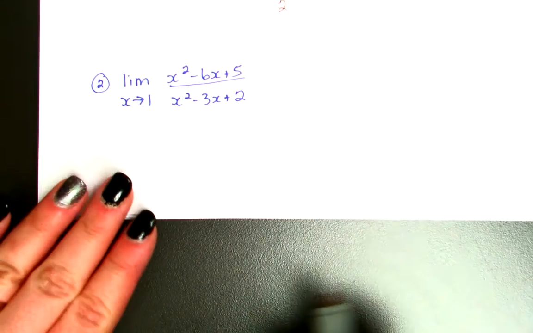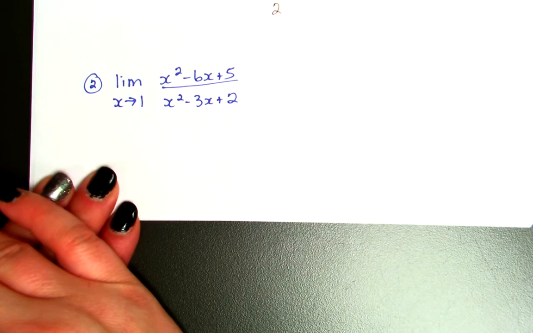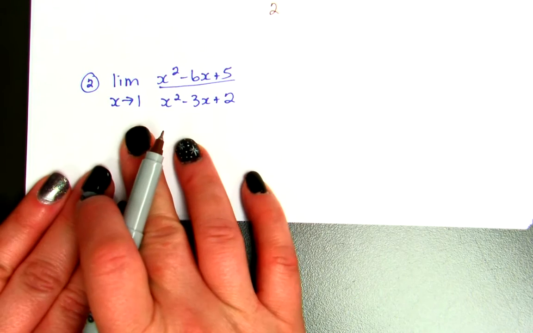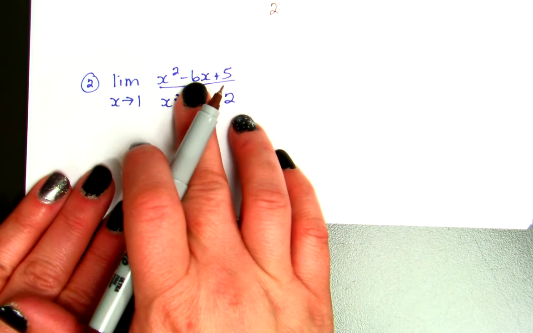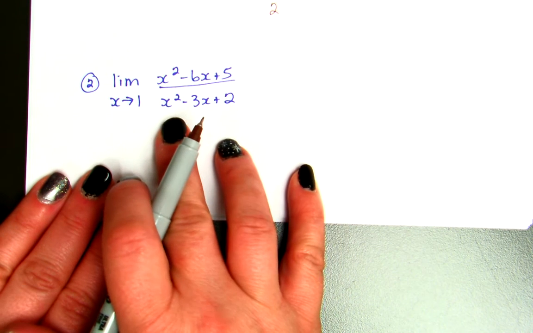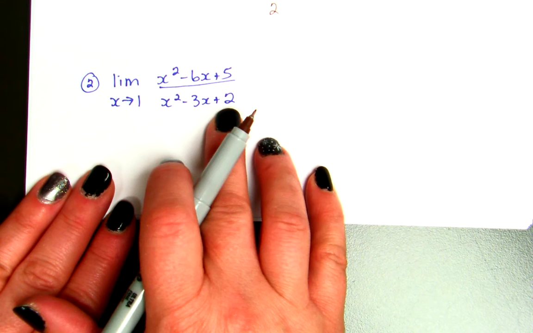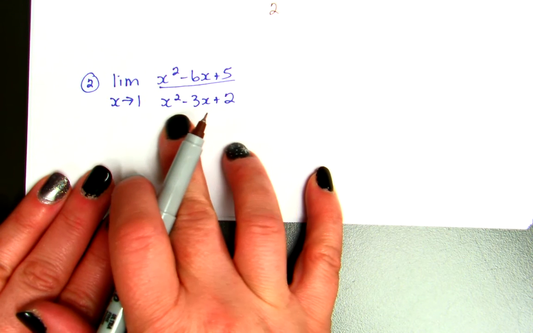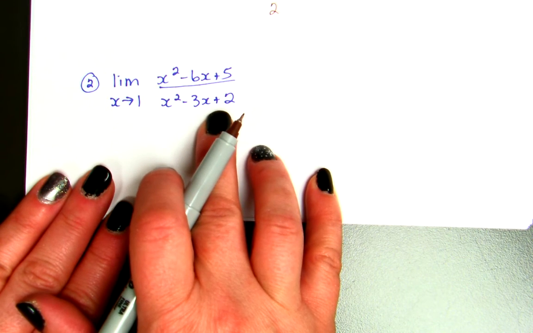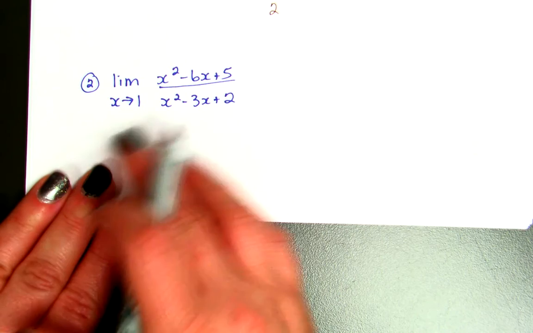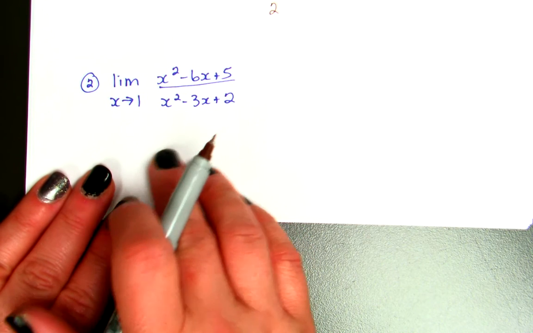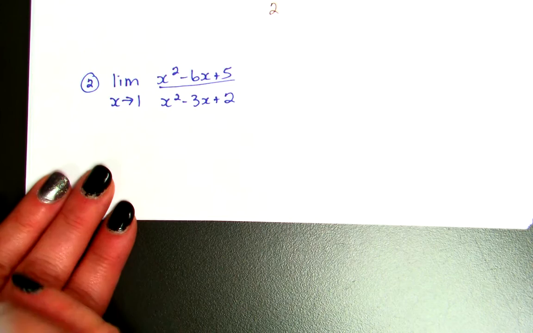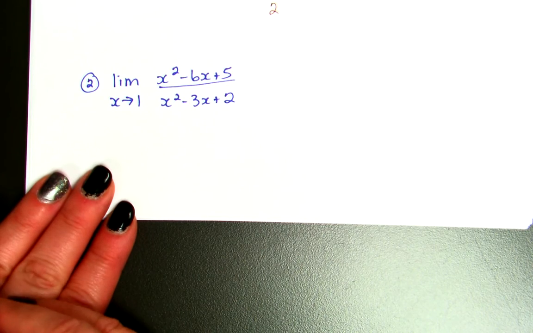More often than not, though, it's not just a straight substitution question. If we look at number 2, we're looking for the limit as x approaches 1 of x squared minus 6x plus 5 all over x squared minus 3x plus 2. If you try and put positive 1 into this bottom, you will get 0. And that's what I mean by it not working. We can't sub 1 into this and get a defined answer. But as the function gets closer to 1, something's happening, and we want to figure out what that is.